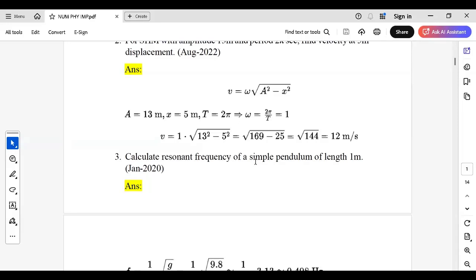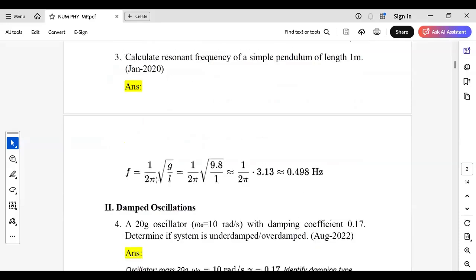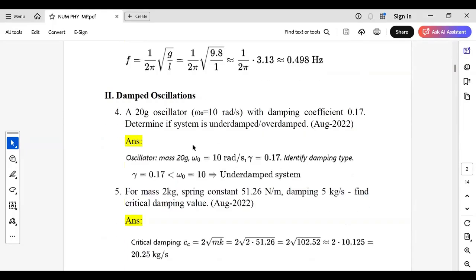Calculate the resonant frequency of a simple pendulum of length 1 meter. So f is equal to 1 by 2 pi root over g by L. g is gravity, L is the length. The pendulum length given is 1 meter, and gravity, you know, is 9.8 meters per second square. After we substitute, we will get 0.498 hertz, right? Okay, moving on to the next question.